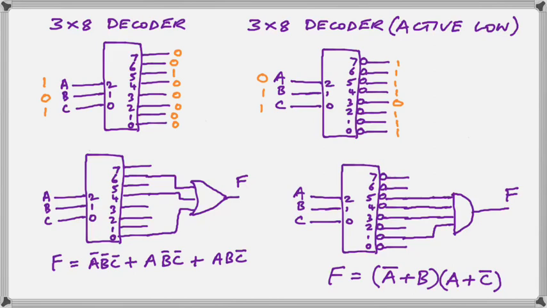Now on the right side, because this is active low, we have to use an AND gate. We cannot possibly use an OR gate, and a single 0 will block the gate. Therefore, if there's a 0 on 1, a 0 on 3, a 0 on 4, or a 0 on 5, we will get a 0 at F.